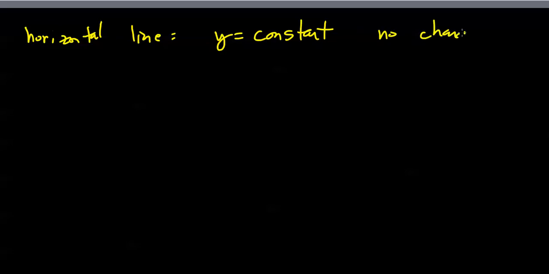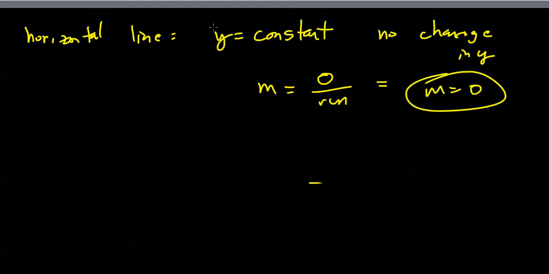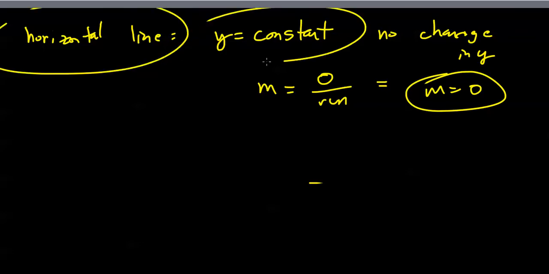Again, a horizontal line always has the form, or can be reduced to the form, y equals constant. And if y equals constant, there is no change in y. Hence, m equals 0 over whatever your run is, and your slope equals 0. So horizontal line, y equals constant, slope equals 0.